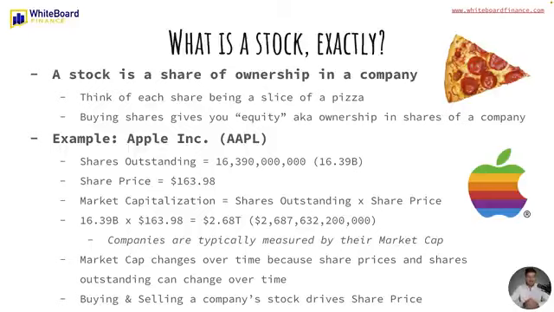Okay, so let's use that analogy. The number of shares they have is 16.39 billion. So that's a lot of zeros, which you can see right there. And at the time of this recording, the share price of Apple is $163.98. So when you take your shares outstanding multiplied by the share price, this gives you your market cap, or your market capitalization. This is just simply shares outstanding multiplied by share price.